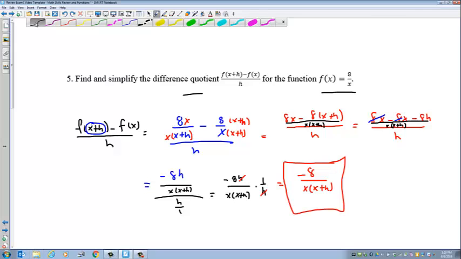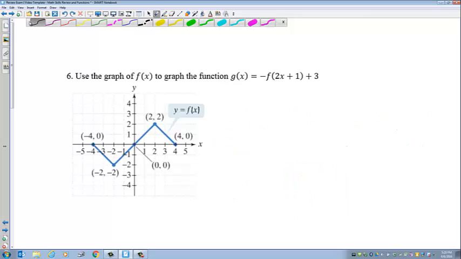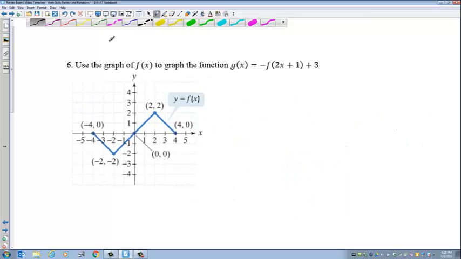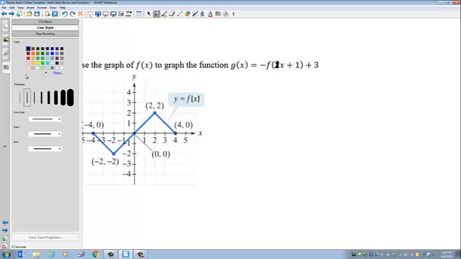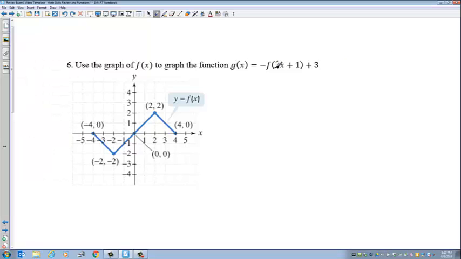So let's take a look at number 6. In number 6, we want to use a graph of f of x to graph the function g of x equals, and in this one I changed this. This should be no longer there. So just negative f of x plus 1, and then all plus 3. So let's fix that real quick. So this should not even be there. Okay, so let's just do these transformations, and I can do it right on top of here.